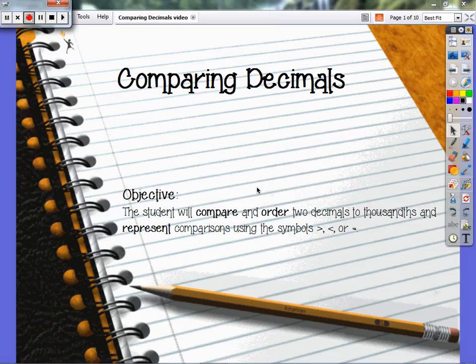Okay, so today we're going to be talking about comparing decimals, and the objective is the student will compare in order two decimals to the thousands and represent comparisons using the symbols greater than, less than, or equal to.